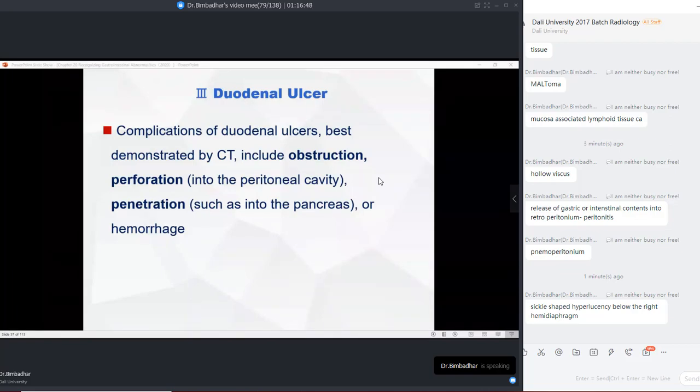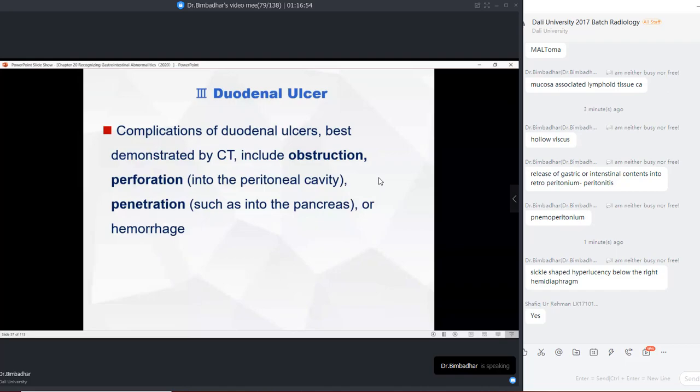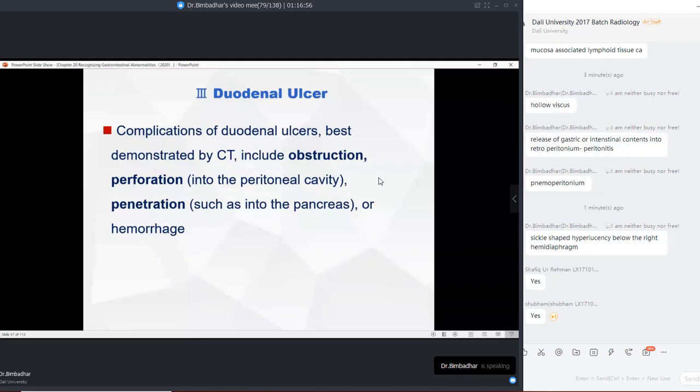Remember the complications of duodenal ulcer, and you also learned that it is going to cause rupture of the left gastric artery, and it is also going to involve the gastroduodenal artery, right?